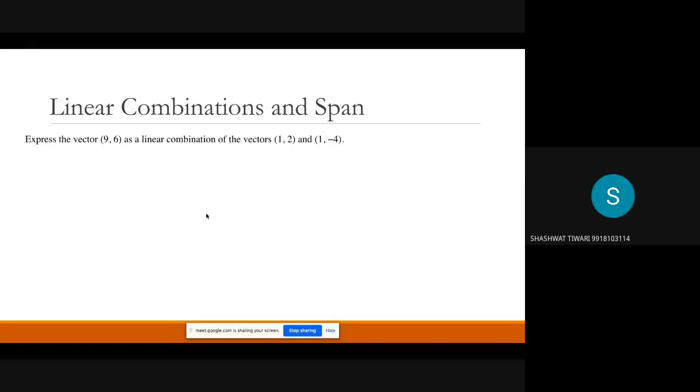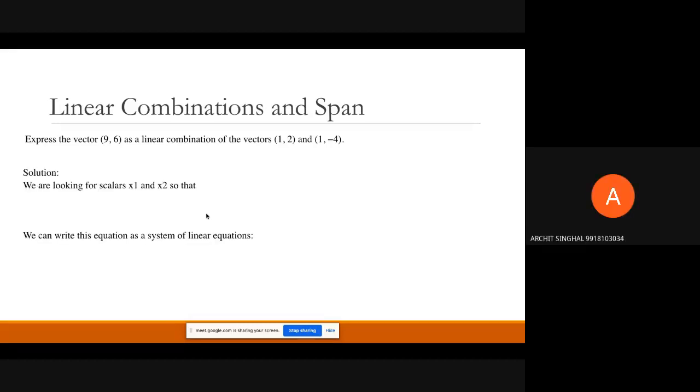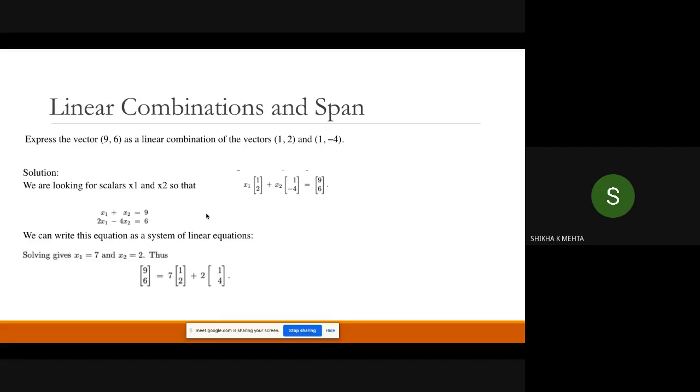Ma'am, 7 and 2. Anyone else? 7 and 2. Okay, so let's see the solution. We express that as, let us say, x1 and x2, which are the scalar values that, when multiplied with these vectors, give us the result 9, 6. So we can represent these vectors in the form of linear equations, then solve the system of linear equations, and find the values of x1 and x2, that is 7 and 2. The answer you have given is correct.